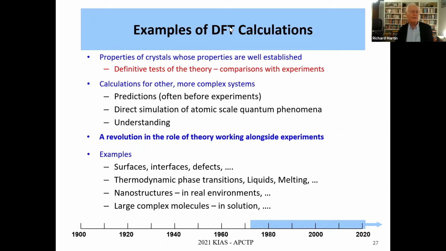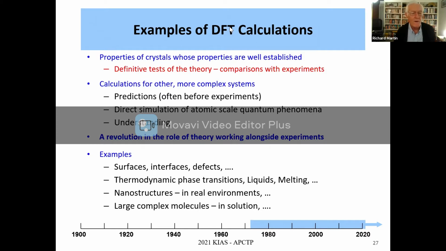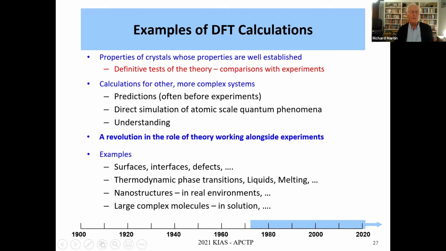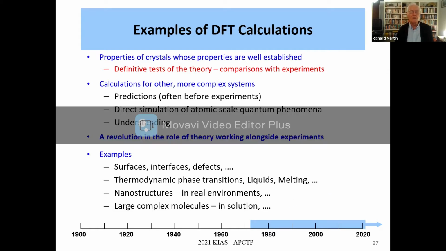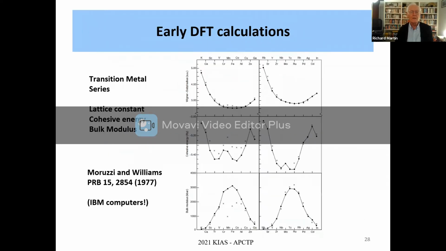And this is basically a revolution in how theory works alongside experiments. Work has been done on surfaces, liquids, defects, nanostructures, phase transitions, all with either the same functional for a whole lot of systems or different functionals that can be justified for why one would choose a functional. So it really is doing a lot of work with one or a few functionals.